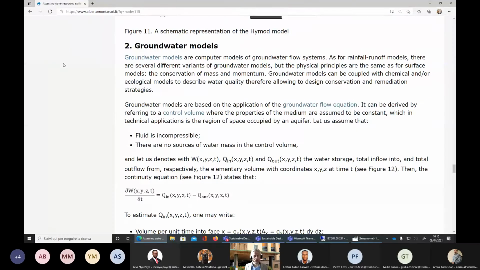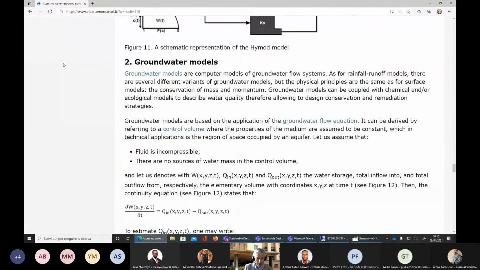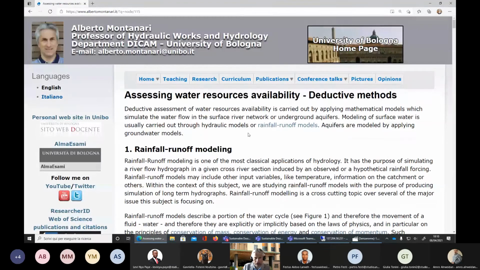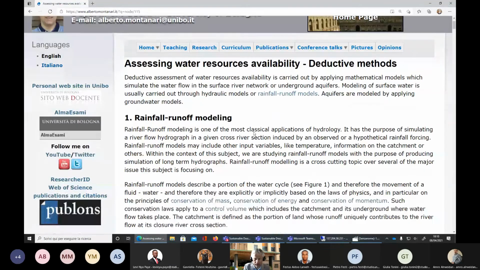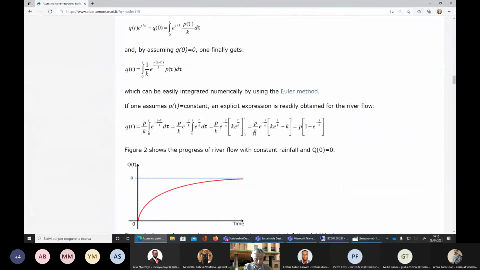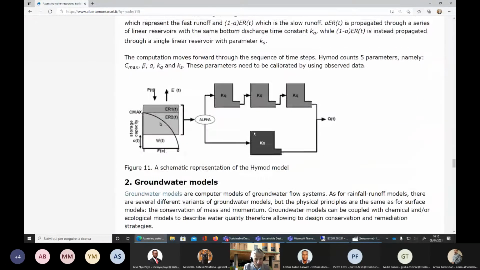Okay. And I think that the best way to introduce this lecture is to use the Blackboard. Oops, sorry, I didn't share the screen. Or did I? Let me see. No, I didn't share the screen. So let me check here. Okay, here is groundwater models, and this is the page assessing water resources availability, deductive methods. I go down, and I get here groundwater models.